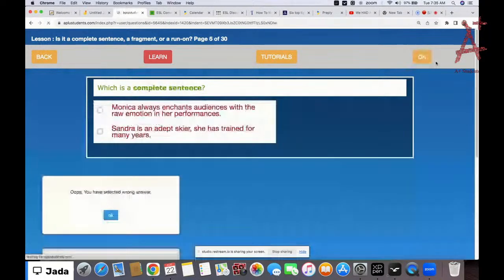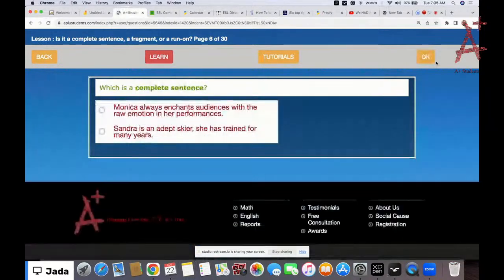So, complete sentence. Monica always entrances audiences with the raw emotion in her voice. So it's going to be the first one. Sandra's an ardent career. She has trained for many. Yes.